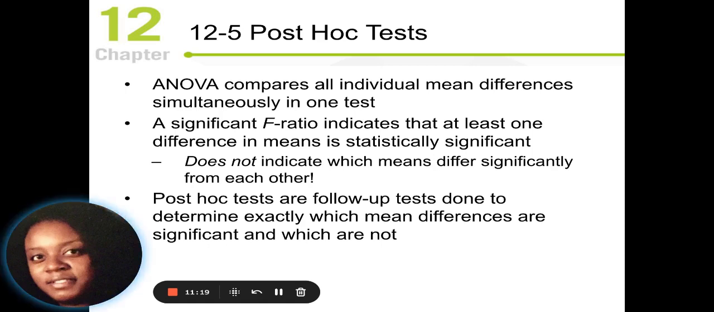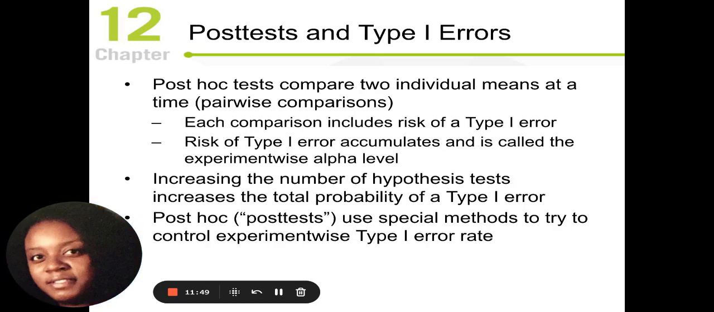We also can have post-hoc tests, and the analysis of variance will compare all those individual mean differences simultaneously in one test. It gives us a significant F ratio that indicates at least one of the differences in means is statistically significant. That does not indicate which mean is significantly different. But a post hoc test is a follow-up test done to determine which of those mean differences are significant and which are not.